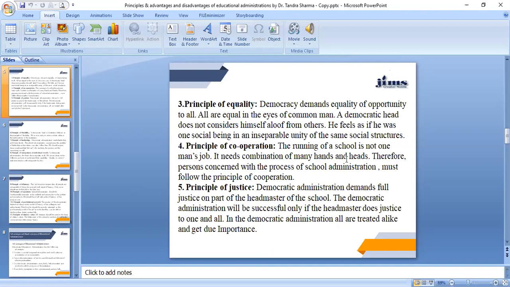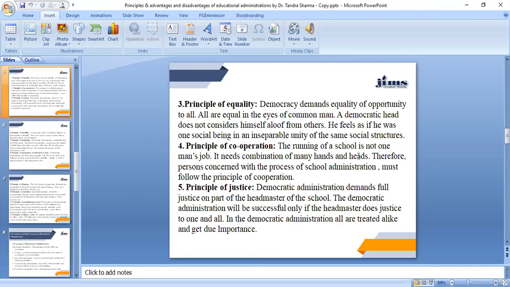A cooperative spirit must be reflected in every activity of the school. The running of the school is not a one man's job. It needs the working of many hands and heads. Therefore, persons concerned with the process of school administration must follow the principle of cooperation.